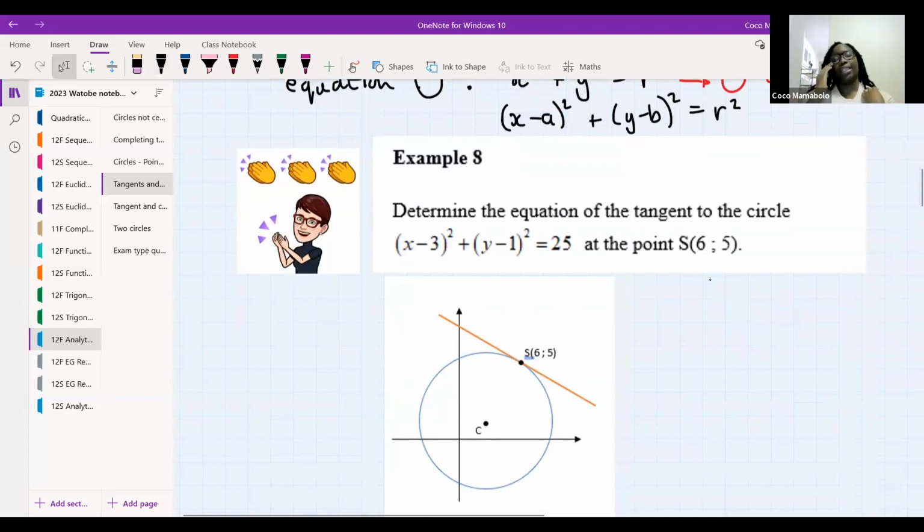All right, so example 8 over here says, determine the equation of the tangent to the circle (x - 3)² + (y - 1)² = 25. Now, this equation that they've given us is very, very important, because it tells us many things.